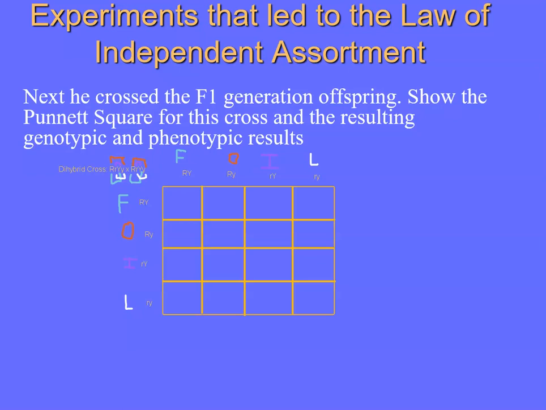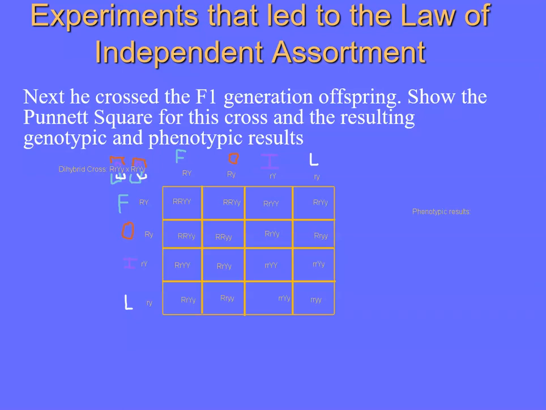Pause the video and apply what we learned in the first example. Each box should have a full genotype for each trait, 2 R's and 2 Y's. All right, so here is the fully completed Punnett square.